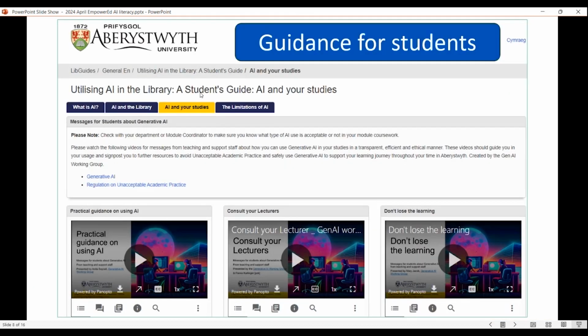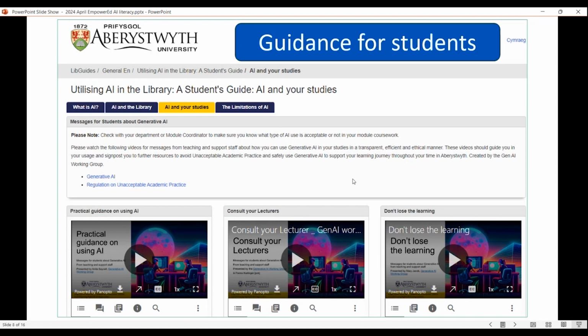Here is a screenshot from the LibGuide. This is the page that we contributed. You can see we've got 3 really short videos, like 3 minutes each. Practical guidance, consult your lectures, and don't lose the learning. And then the other 3 tabs in here were created by colleagues outside of the working group. Well, some of them might also be in the working group. About, what is AI, using it in the library. So this is not all created by the working group. It was a collaborative effort.